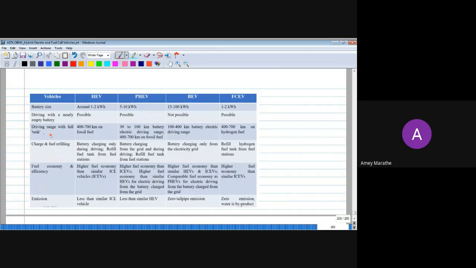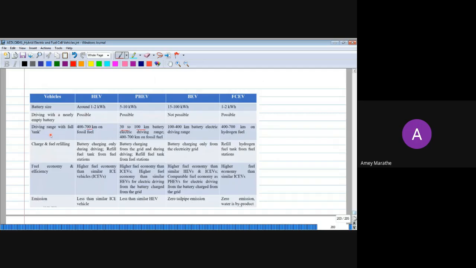So driving range with full tank, for a hybrid electric vehicle, the range is 700 kilometers. In plug-in hybrid, it is 30 to 100 kilometer battery driving range, and 400 to 700 kilometers on fossil fuel. For a battery electric vehicle, it is maximum 400 kilometers depending on the battery size. And fuel cell, again, it is 400 to 700. So it is comparable with the hybrid electric vehicle and also the IC engine. So charging and fueling, refilling: battery charging only during driving, refill the fuel tank from fuel station. So, you can just go through all these things.